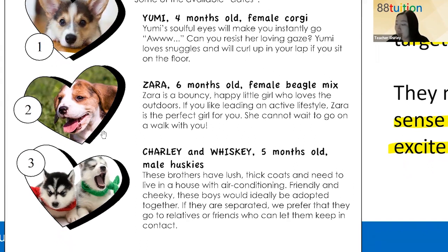And date number 3, Charlie and Whiskey, 5 months old, male huskies. These brothers have lush thick coats and need to live in a house with air conditioning. Friendly and cheeky, these boys would ideally be adopted together. If they are separated, we prefer that they go to relatives or friends who can let them keep in contact.